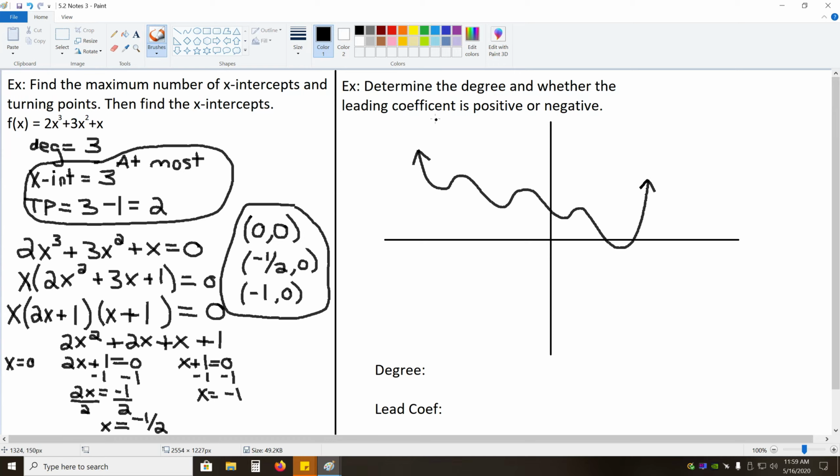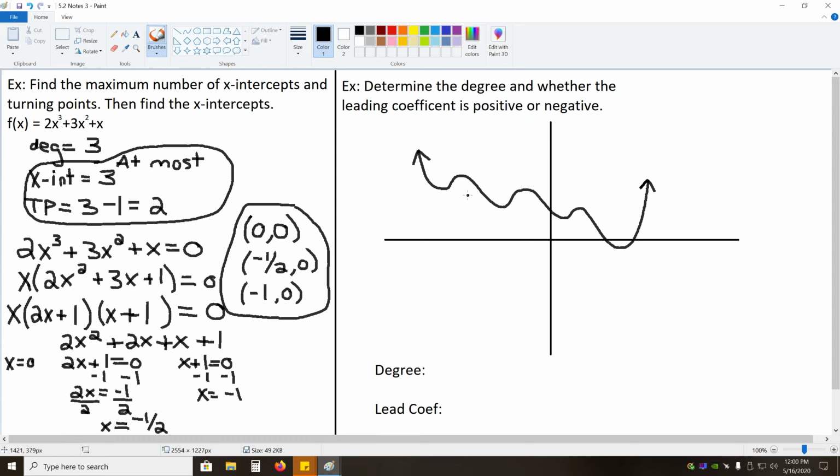Alright, and now finally, for our last problem, we want to determine the degree and whether the leading coefficient is positive or negative. So this is very much like our previous examples, just combined into one. I want you to take a moment, pause the video, and see if you can go through this problem. Get as far as you can through it. Okay, so trying this together.